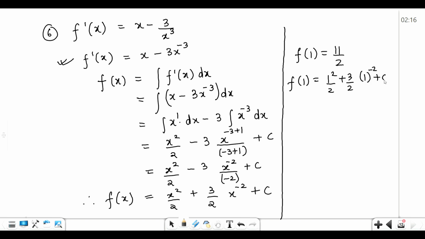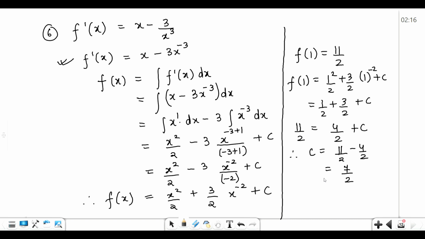So this will be 1 by 2 plus 3 by 2, and since the base here is 1 and in the power we have minus 2, 1 to the power minus 2 gives you 1 only. Okay, no need to worry. So 1 plus 3 gives you 4 by 2 plus c, and this is 11 by 2. This has already been given in the question. So c gives you 11 by 2 minus 4 by 2, which is nothing but 7 by 2. We got the value of c here.